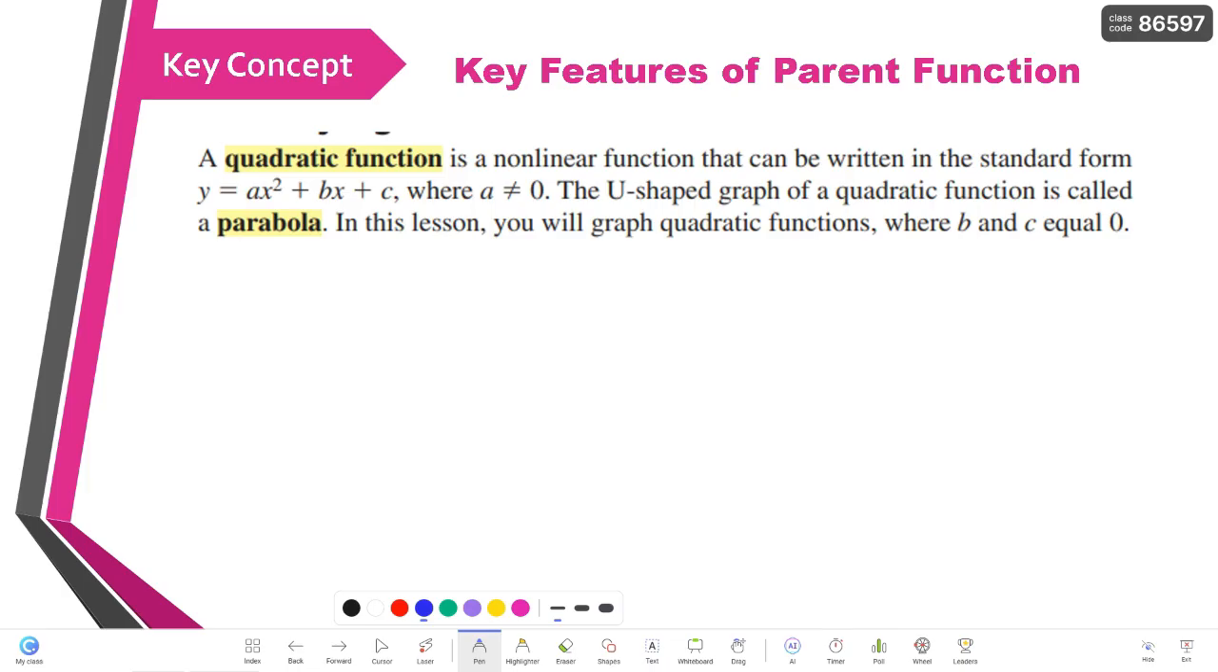So we're going to talk specifically in this video about the parent function. The parent function is written in this form: f of x is equal to ax squared. This is the parent form where b and c are equal to zero, since we don't have any more terms except the first term, which is ax squared. One more thing we need to understand is the name of the graph. This function takes a U shape, and this U shape has a special name, which is the parabola.